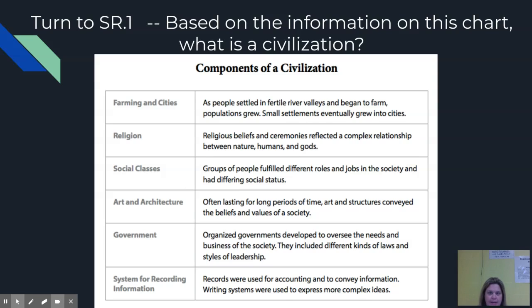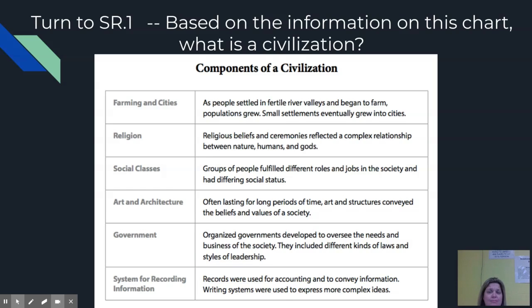Now, you don't have this in your packet. At least I couldn't find it. So, what exactly are the components that make up a civilization? To be a civilization, you have to have six things, okay? You have to have these six things to be considered a civilization.